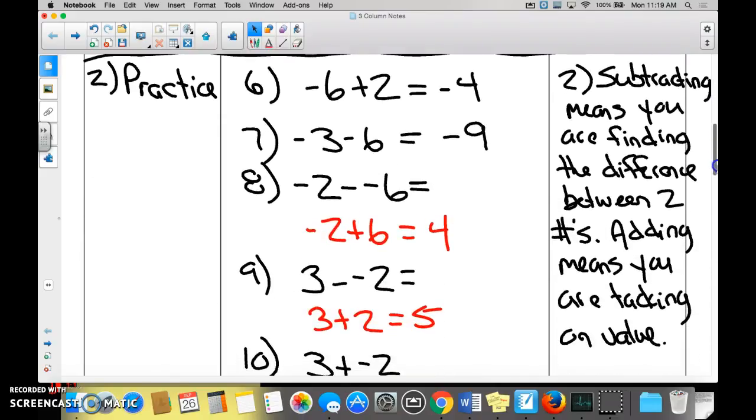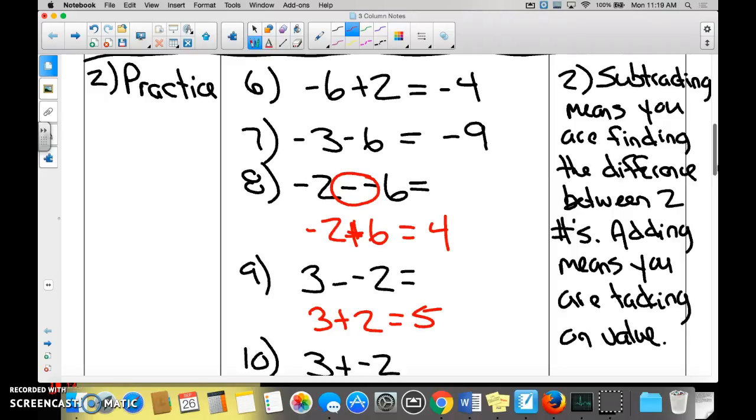Here is your practice. Number 6, number 7, wonderful. Number 8, it gets tricky. Now we have two consecutive operations. We change it to a plus. I am pretty sure most of you, if not all of you, could not tell me why -2 minus -6 is 4. Now I bet a lot of you can tell me why -2 minus -6 is 4.